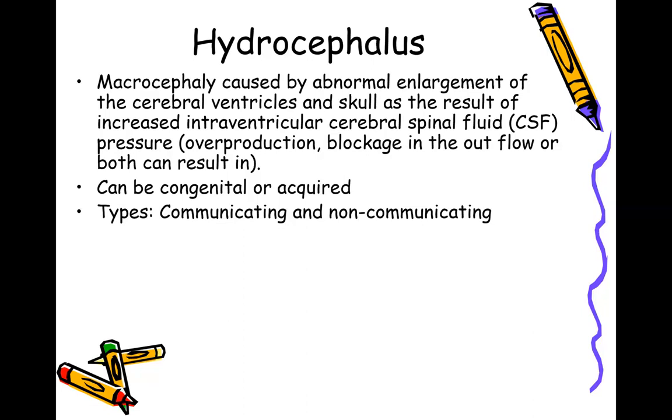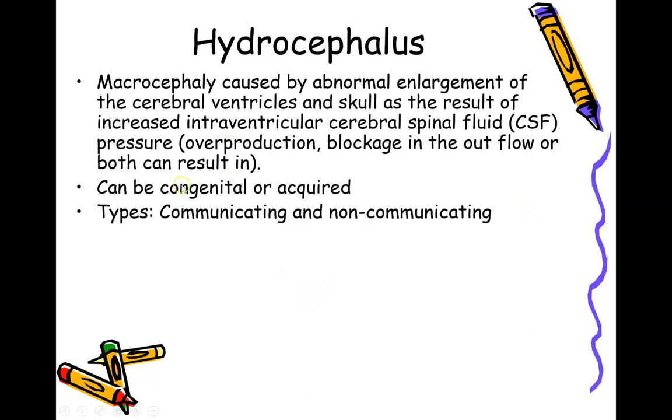Overproduction, blockage of the outflow, or both can result in this. So cerebral spinal fluid should flow pretty freely from the spinal cord all the way down, and then through certain ventricles in the brain, certain spaces that are in the brain. So if something happens to that flow where it gets blocked or obstructed, or maybe there's too much being produced, then we're going to have an increase in that fluid being trapped. And this is fluid being trapped in the brain, and then that increases what we call the intracranial pressure. This can be congenital or acquired, meaning like through trauma or some kind of genetic disease or something like that.